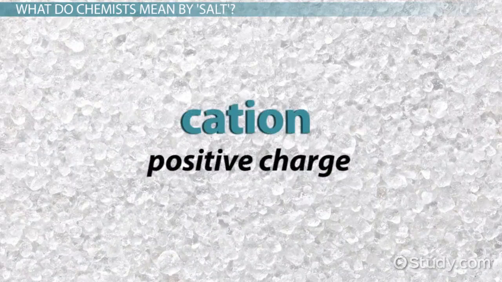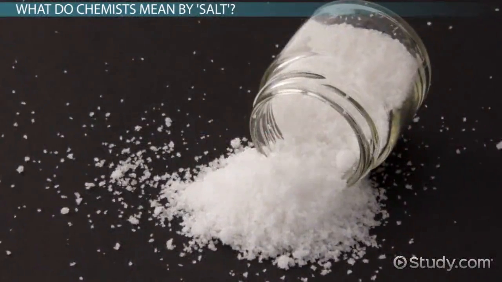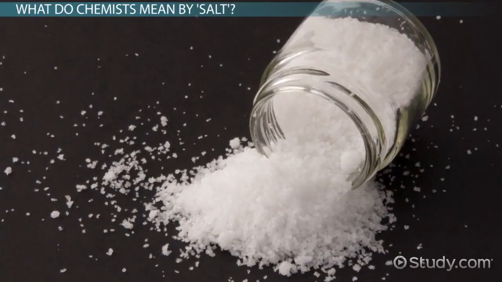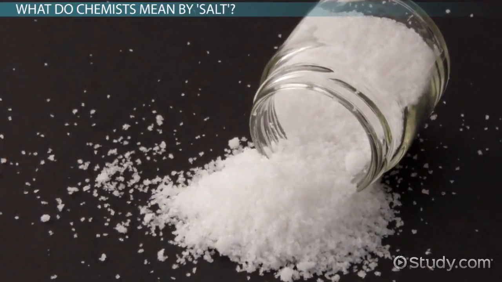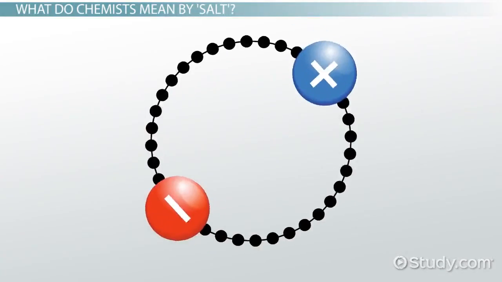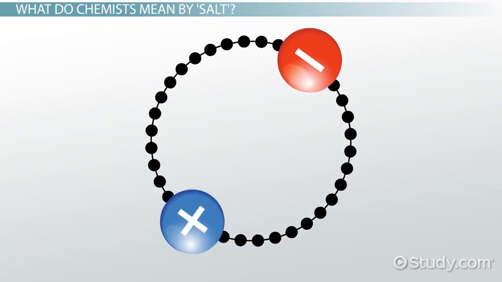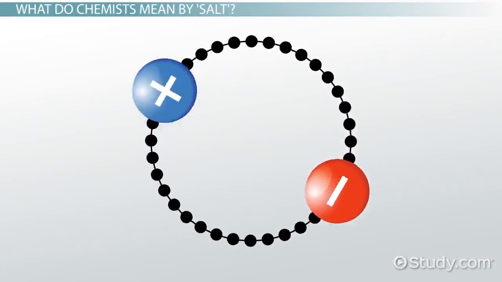The ion with a positive charge is called a cation, and the one with a negative charge is called an anion. How many of each type of ion the salt has is important because the compound must have an overall electrical charge of 0, that is, an equal balance between positive charge and negative charge. We'll cover more of this later.